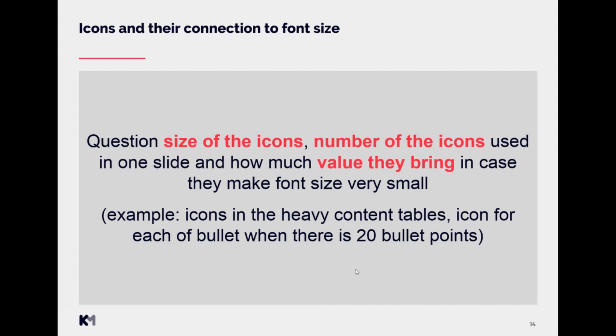So just to mention a few best practice examples, for example, having icons in very heavy content tables, where the icon gets so small that we can't even see what it is. Maybe we should just consider deleting it. Or another example could be an icon for each of the bullet points when there are 20 bullet points in the slide. Then the icons just add to the chaos, and in that case we should maybe consider having a nice structure rather than plenty of icons.